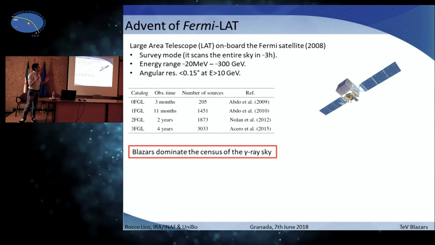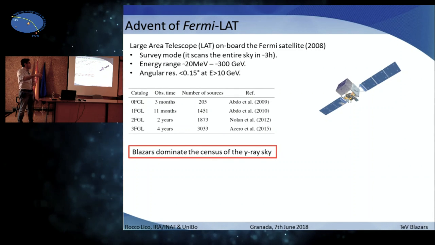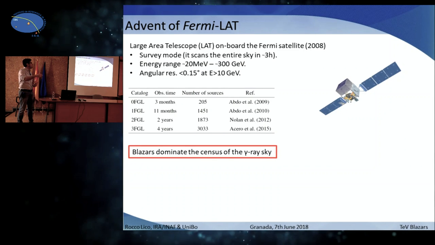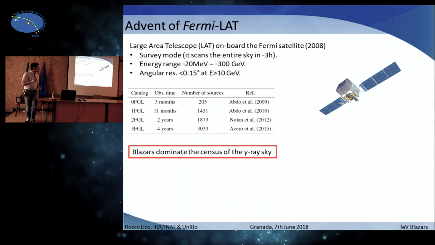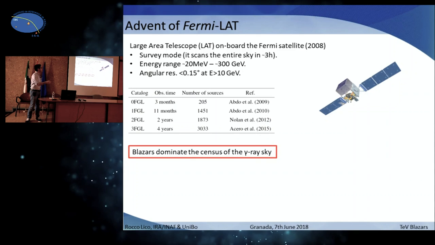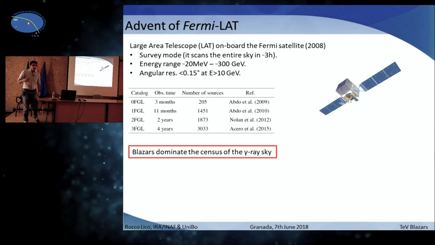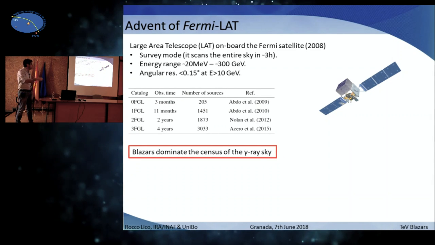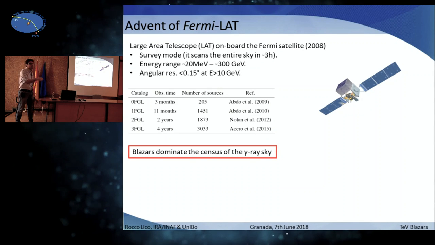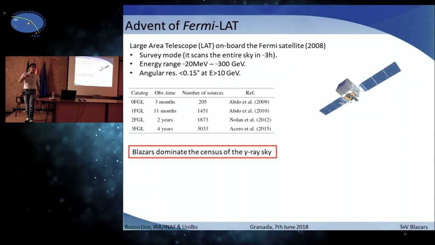It scans the sky in more or less 3 hours, and it operates in an energy range between 20 MeV and up to 300 GeV, with an angular resolution of roughly 0.1, 0.2 degrees. And various catalogs were produced since the satellite was launched. Now, the most recent one is the 3FGL, which contains more than 3,000 sources, and most of them are blazars.